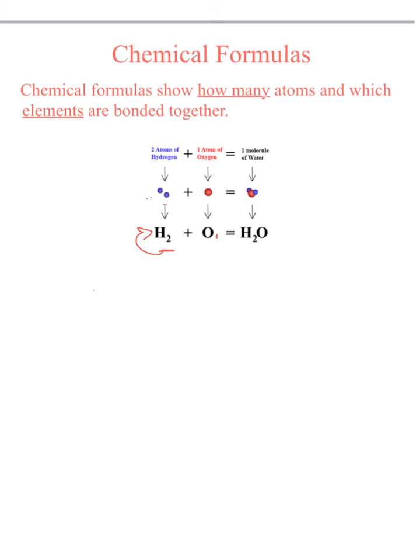It's like how in math, 4 to the first power is equal to 4, right? But we don't write the 1 there. We just know that this is a 4. So it's kind of the same idea. So we have 1 oxygen here, and when we join them together to make a compound, we have 2 hydrogens bonded with 1 oxygen.